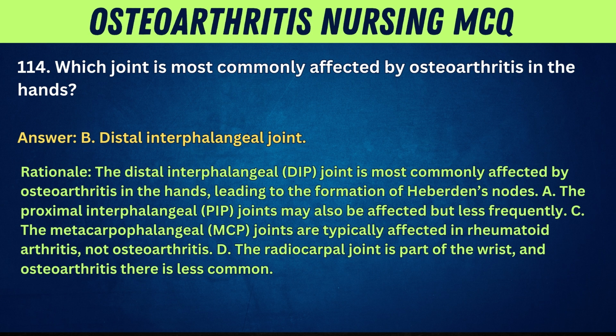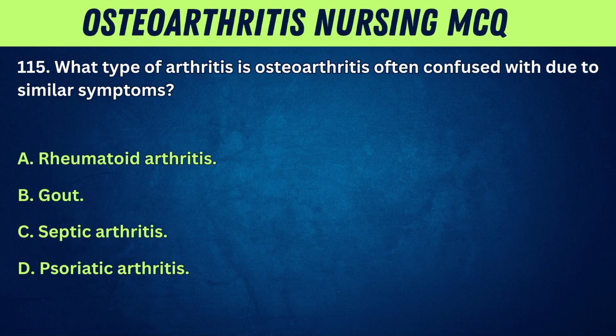A. The proximal interphalangeal (PIP) joints may also be affected, but less frequently. C. The metacarpophalangeal (MCP) joints are typically affected in rheumatoid arthritis, not osteoarthritis. D. The radiocarpal joint is part of the wrist, and osteoarthritis there is less common. 115. What type of arthritis is osteoarthritis often confused with due to similar symptoms?